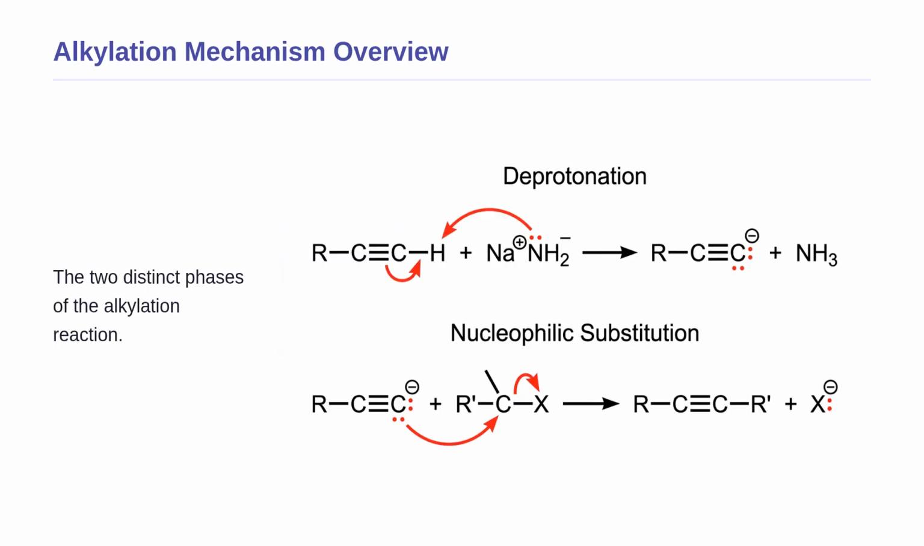Building on that concept of acidity, let us visualize the overall process before we dive into the math. The diagram on your screen illustrates the two distinct phases of the alkylation reaction. In the first step at the top, labeled deprotonation, we see a strong base attacking the terminal alkyne to remove that acidic hydrogen we just discussed. The red arrows show the movement of electrons, resulting in a negatively charged acetylide ion. In the second step at the bottom, labeled nucleophilic substitution, this newly formed reactive ion attacks an alkyl halide. The arrows show the carbon-carbon bond forming while the halogen is pushed away, successfully extending our carbon skeleton.